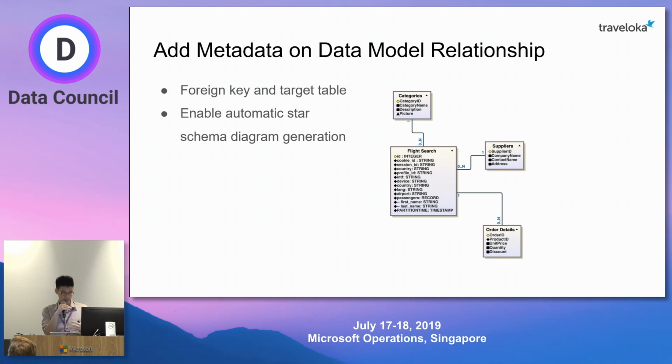The flight search is the fact table, and the category, suppliers, and order details are the dimensions. They can be from other tables, but they can also be embedded inside the fact tables themselves. So the ability to create automatic star schema diagrams will be really useful for the engineers as well.